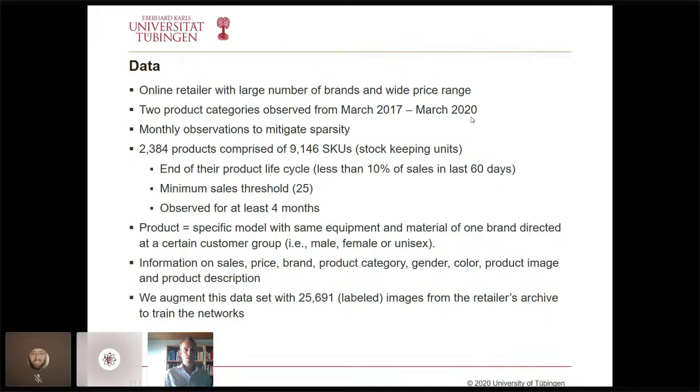So these 2,000 something products, we augment with a second data set from that very same retailer, archive data that contains a bit more than 25,000 labeled images that contain the brand, among other things, for a large set of products for those 2 categories that we look at. And we use these to train the networks.